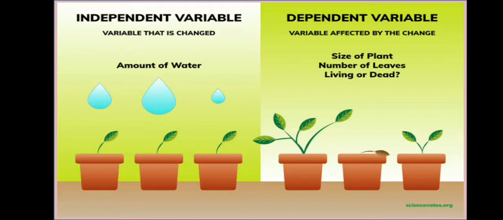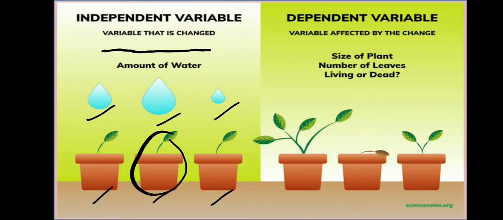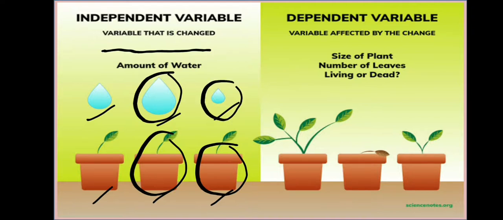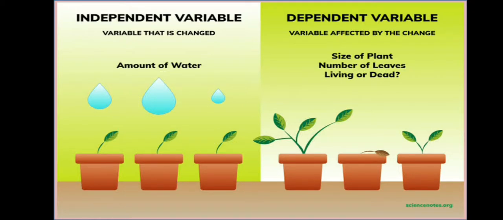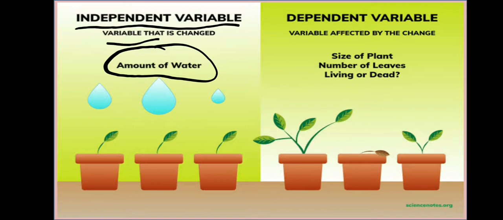To understand the two better, I have here a picture. Now, independent variable is said here: variable that is changed. So here we have three kinds of flower pots. Each pot will receive a different amount of water. This pot receives the largest amount of water, while this pot receives the least amount of water, or the smallest amount of water. So the variable that is changed in this scenario is the amount of water. And of course, independent variable is the variable that is being changed. So the independent variable in this study is the amount of water.